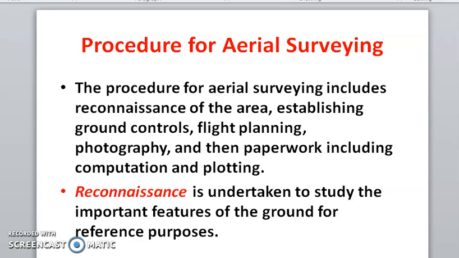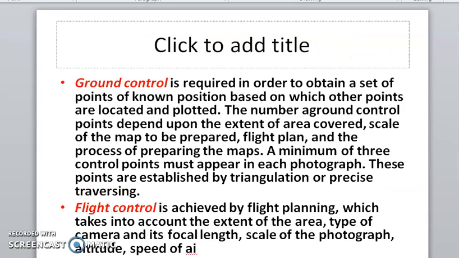Now, the procedure for aerial survey. First one, reconnaissance, which undertakes a study of the important features of the ground. Ground control requires obtaining a set of points whose positions are known, based on which the points are located and plotted. The number of ground control points depends upon the area covered, scale of map, preparation of the flight plan and preparation of the map. Flight control is achieved by the flight planning, which takes into account the extent of the area.